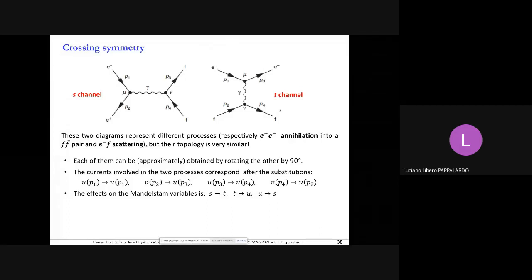And also, the currents which are involved, which enter at the end in the matrix element, can be obtained from the other by applying these very simple substitutions. The first one is even the same, and then you just need to make this substitution in the current. Once you do so, you can immediately switch from the matrix element of one process to that of the other process. Or equivalently, this corresponds to making this rotation of the Mandelstam variables, s to t, t to u, u to s. Once you do this, you can get the matrix element of one process by knowing the matrix element of the other process and vice versa. So this is indeed very useful.